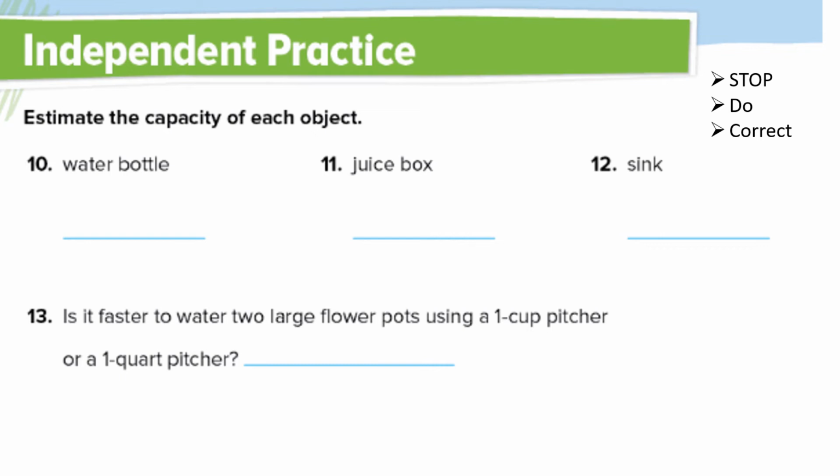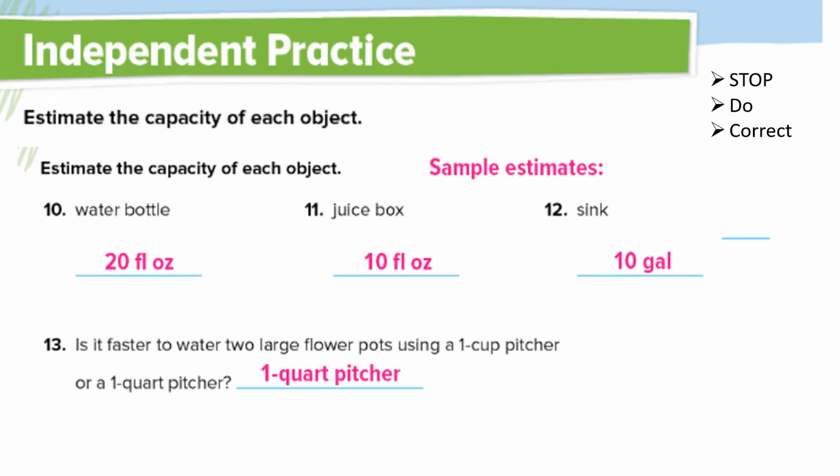All right. Okay, guys, about 20. Now, you might have more, you might have less, but look and see how you compared. 20 fluid ounces for a water bottle could also be like 2 cups. Juice box is about 10 fluid ounces. It could be maybe 1 cup. A sink, 10 gallons. Anything in gallons would be the best.